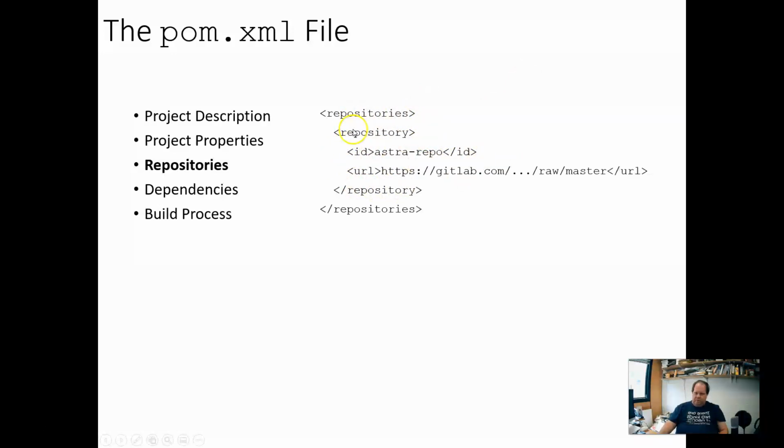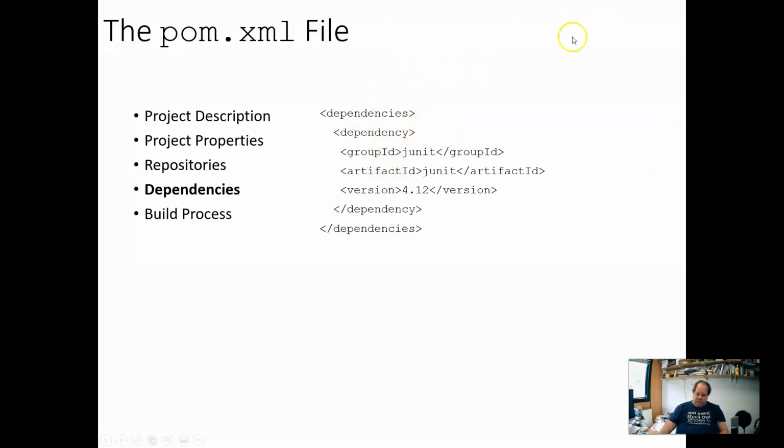Repositories are defined like this. So repositories contain a list of repository tags. The repository tag has an ID, which is just an identifier to give it a name. It can be anything you want. It can be my dodgy Astra repo. Astra is my programming language. And then you have a URL, which is the fully qualified URL of the root folder of the repository. So this is a GitLab repository that I'm using. And that would add that repository to be a repository that should be searched for dependencies or for plugins.